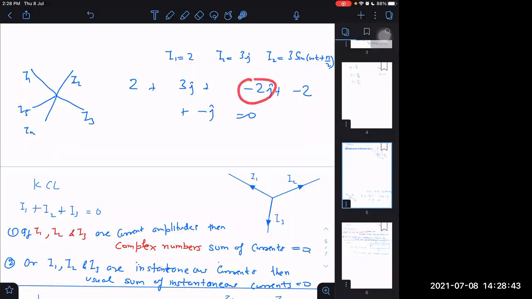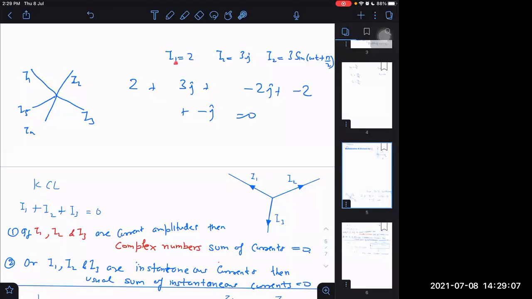If it is minus J, what does it mean? That will be, you know already, 3 sine(omega t minus pi by 2). If it is minus 2, what does it mean? It simply means 2 sine(omega t plus pi). So these J cap terms are giving us the direction of the phase. And if I add all these, then I get 0.